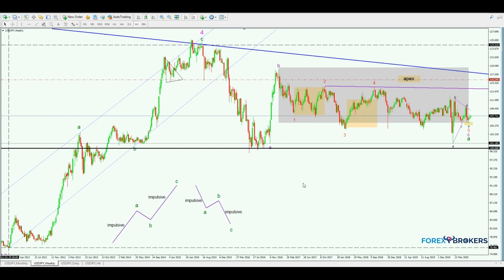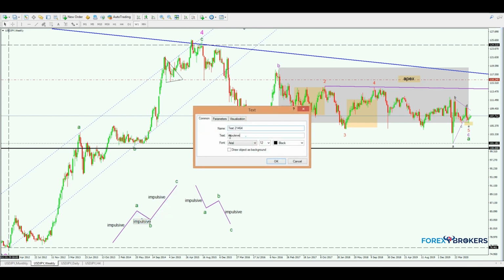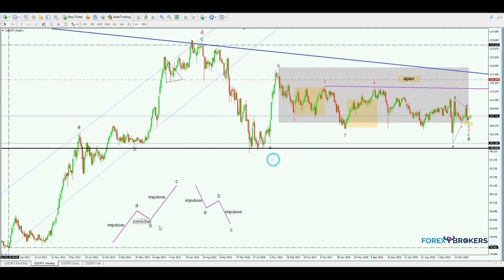So wave A impulsive, wave C impulsive. A zigzag, as a matter of fact, has not only one impulsive wave, but two impulsive structures, wave A and C, and for this reason it is very difficult to interpret correctly. The B wave of a zigzag is the only corrective structure. It can be a simple correction, or it can be a complex correction.